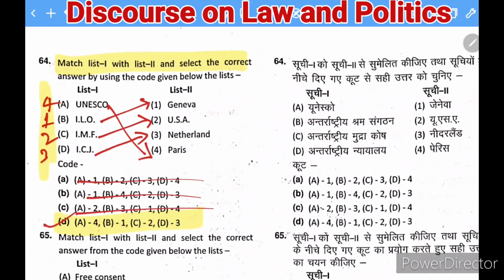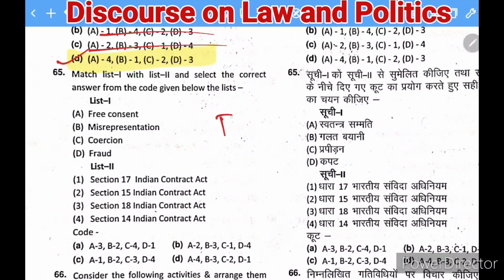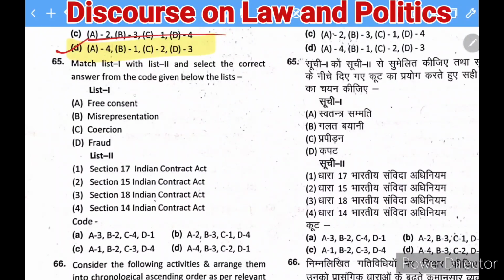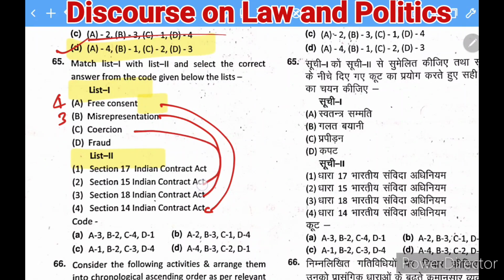Okay. Next question is also from matching the list, and it is on the Indian Contract Act. Now let's start the matching here. As usual, List 1 has the provisions and List 2 has the sections. Free consent belongs to Section 14. Misrepresentation belongs to Section 18. So B is 3, A is 4. Coercion belongs to Section 15, so just write 2. And fraud is in Section 17 of the Indian Contract Act. So it is 1. So the correct code here is 4321.